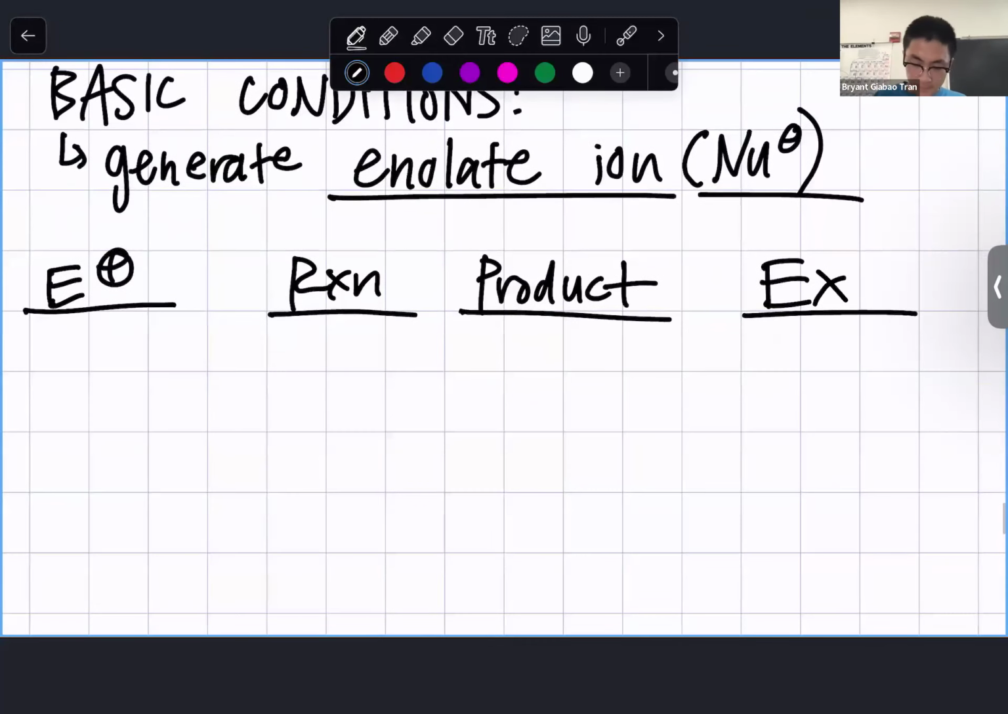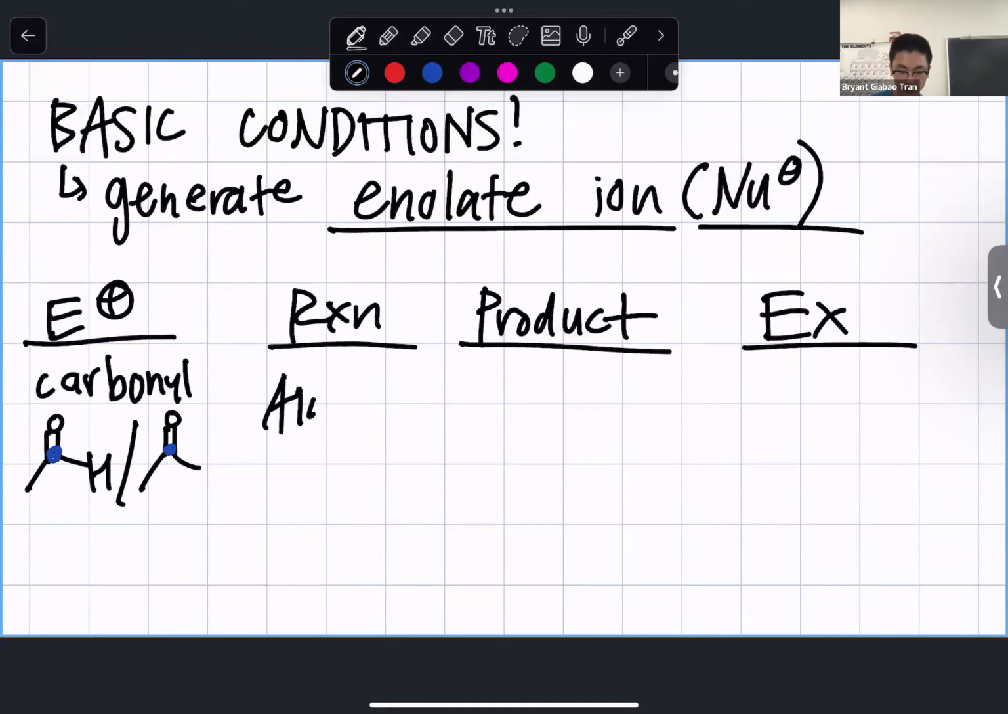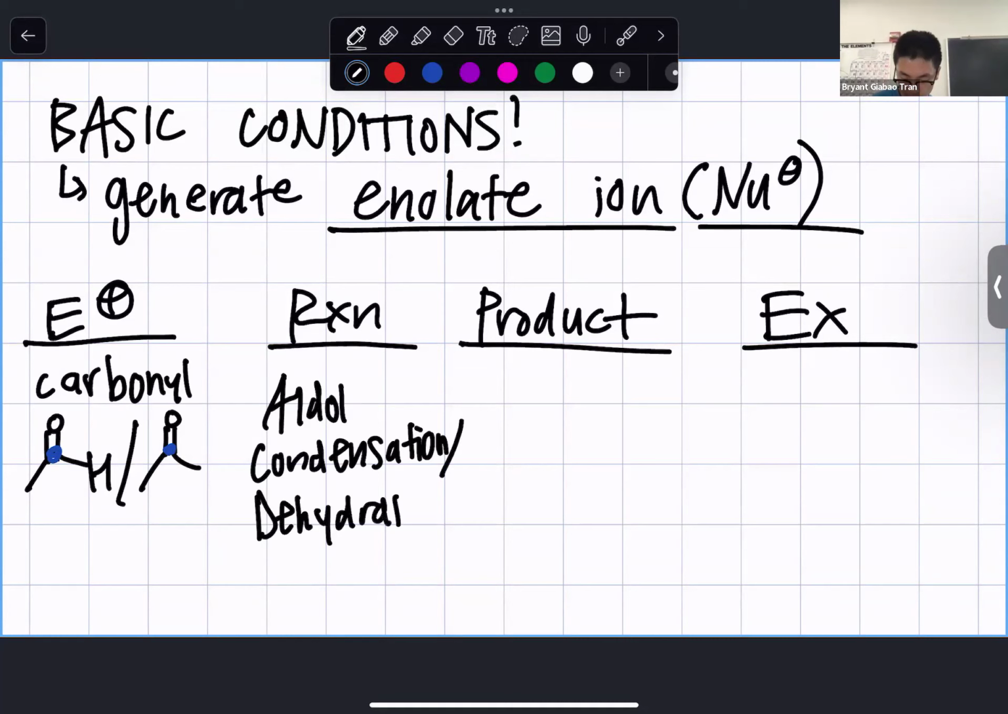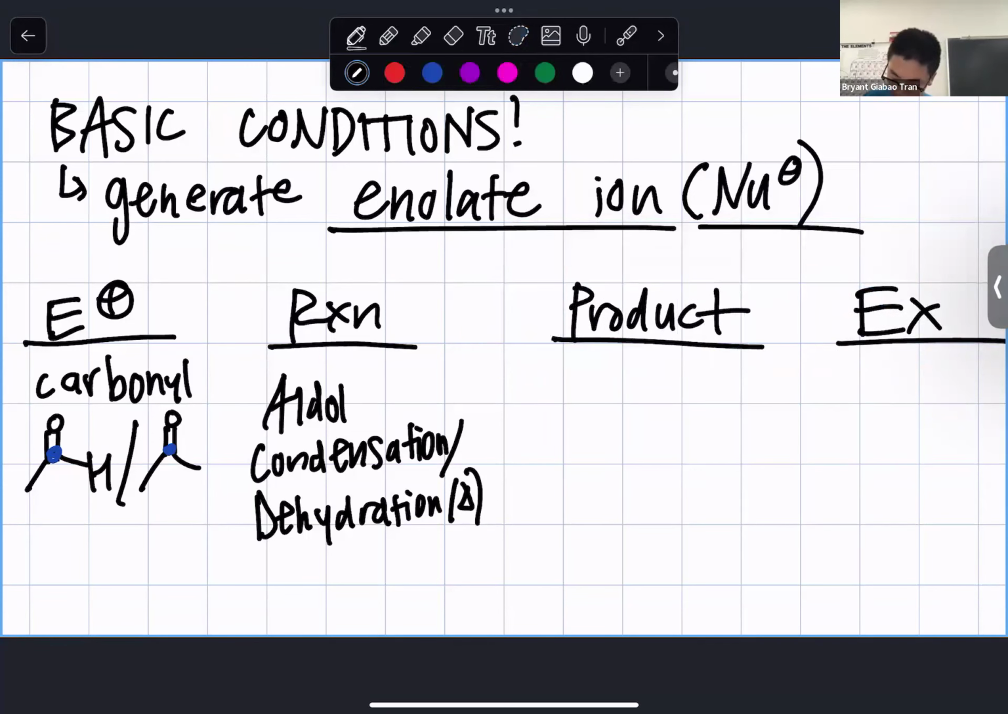Okay. If your electrophile is a carbonyl, it can't be any other carbonyl. It can't be a carboxylic acid, ester, or amide. It has to be either an aldehyde or a ketone. This reaction is going to be aldol condensation or dehydration. Dehydration if you have heat. For the condensation product, the product is going to be an aldol.